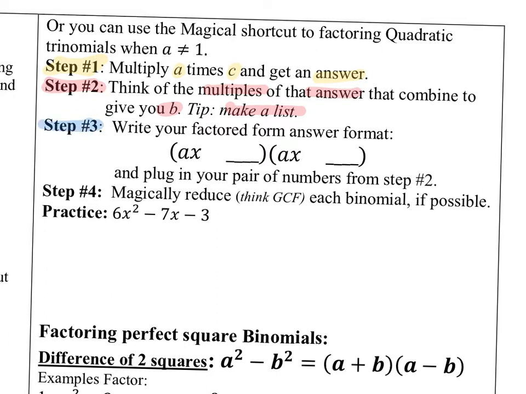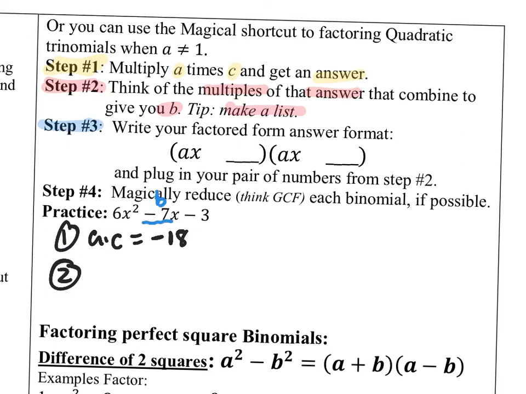It's an alternative route. Step 3 says, write your factored form answer format like this, parentheses, and notice it says ax, ax, okay? So look, once again, step 1, a times c. We said that was negative 18. Step 2, think of the multiples of negative 18 that combine together to give you the middle value b, negative 7.